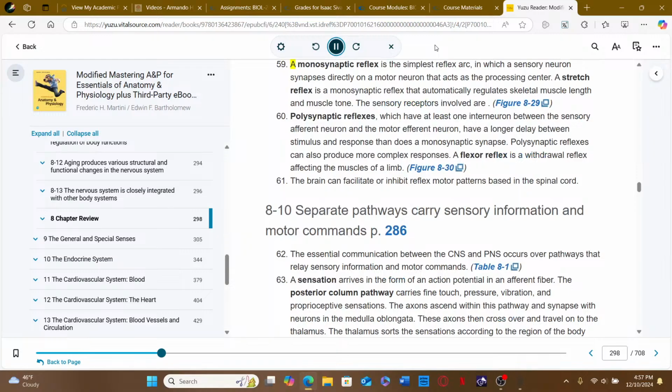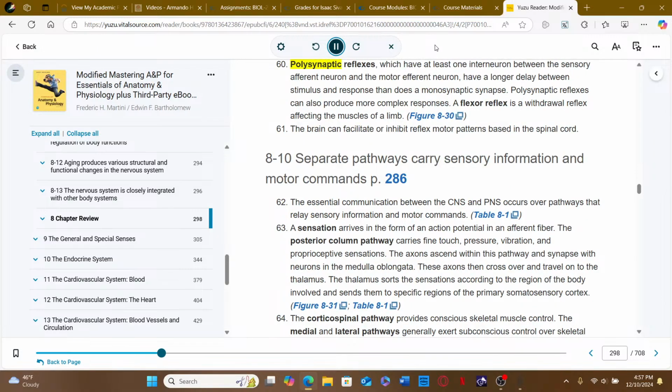Figure 8-28. A monosynaptic reflex is the simplest reflex arc, in which a sensory neuron synapses directly on a motor neuron that acts as the processing center. A stretch reflex is a monosynaptic reflex that automatically regulates skeletal muscle length and muscle tone. The sensory receptors involved are in Figure 8-29.